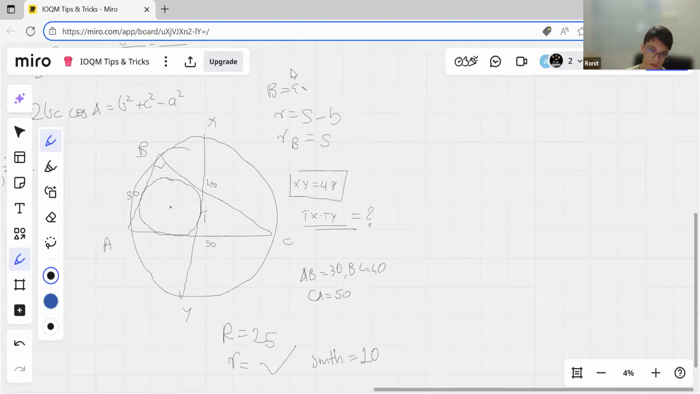Probably it would be nice to write something like IX and IY. We need to compute IY. Can't we compute the power of T with respect to the circle? We have R, but we don't have OT. OT lies on AC, but we don't know the distance. How much is XY? 48.